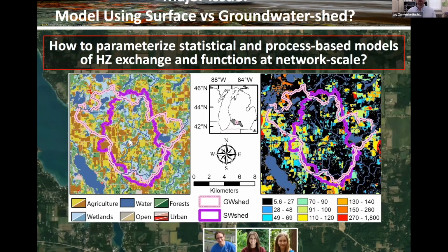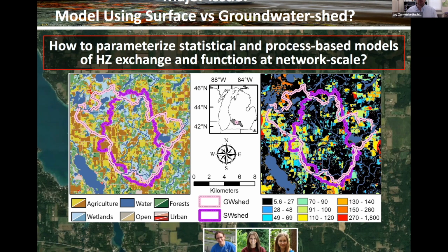We also have a new study that's pretty exciting, which is showing that when you use surface topography to define a watershed, you get a different picture of the water coming to the river network than if you actually look at the groundwater topography. So in our lowland Michigan watersheds, the groundwater shed, shown in light pink here, is very different than the surface topography watershed.